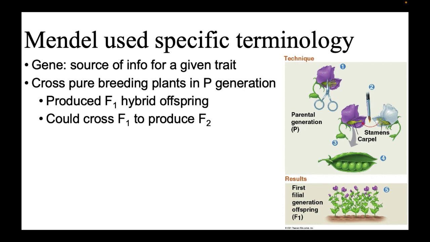If you cross the F1 generation, you can make F2 if you wanted. And you can take the F2 and cross them and make an F3 and cross the F3 and make an F4. And you can keep doing this forever and ever. So it begs the question of, where's the P generation? Wherever you want it to be. The P generation is where you're starting.